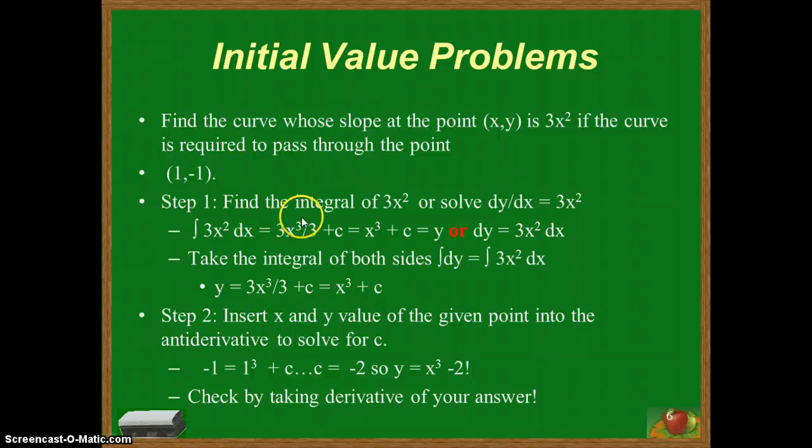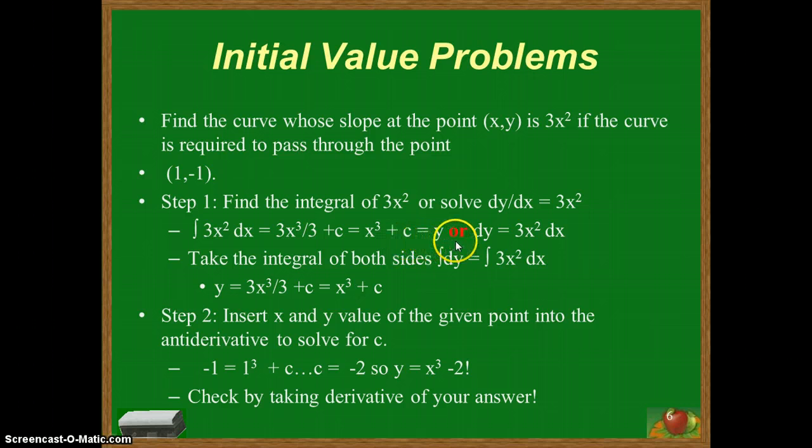So what we're going to do is find the integral of 3x squared, or basically solve a differential equation, because if 3x squared is the antiderivative, that means that it is the derivative of some function. So I'm really saying dy/dx equals 3x squared, okay? Two ways to think of this. The integral of 3x squared dx is just 3x cubed over 3, remember, add 1, divide by the new exponent, plus c, which equals x cubed plus c. You can take this derivative, and I bet you end up with 3x squared.